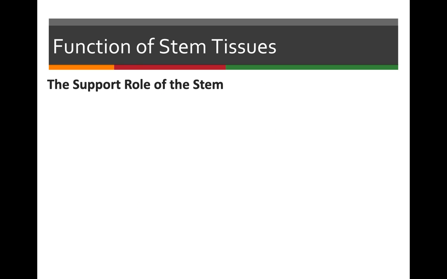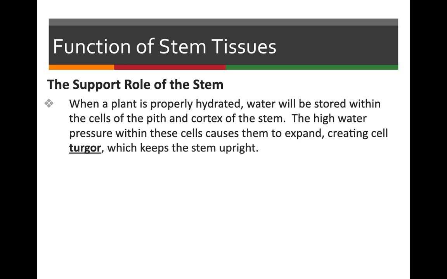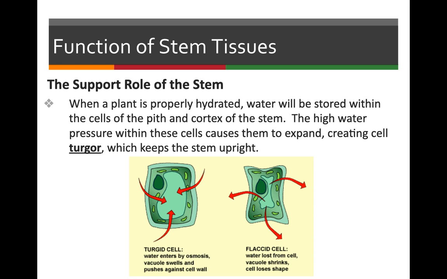So now let's look at the function. There were the two functions of the stem, the support role and the transport role. Starting with the support role: when a plant is properly hydrated, so it has enough water, water gets stored in the cells of the pith and the cortex. And the high water pressure within those cells causes them to expand, which creates something called cell turgor, which keeps the stem upright.